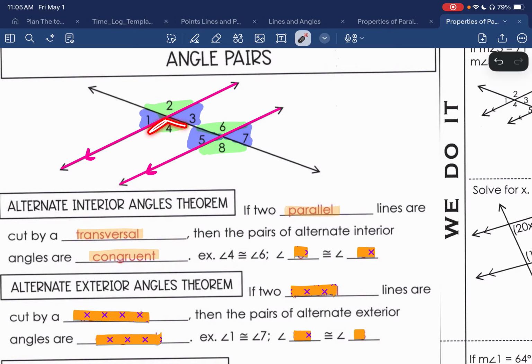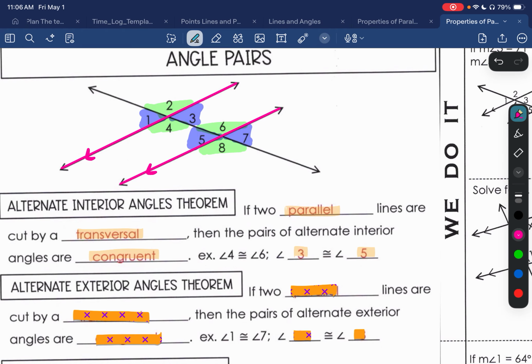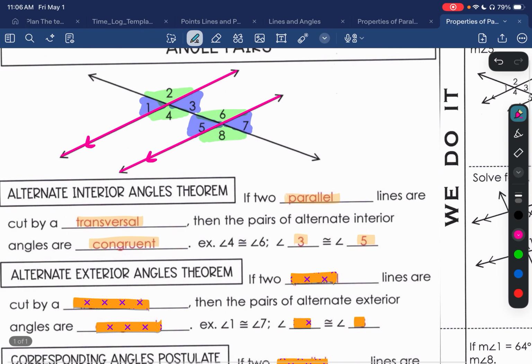So this angle here, this green and this green are going to be congruent. What does congruent mean? Equal. The same goes for the other alternate interior angles. So this angle and this angle are going to be congruent, and this angle here and this angle here are also going to be congruent. So that means we can say angle 3 and 5 are also congruent. All right, so moving on.